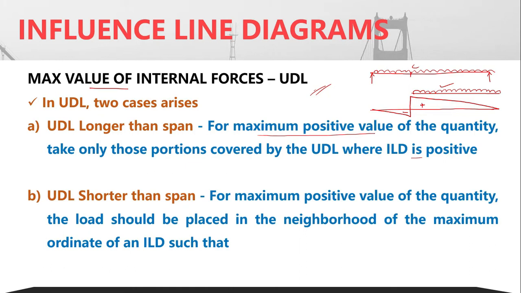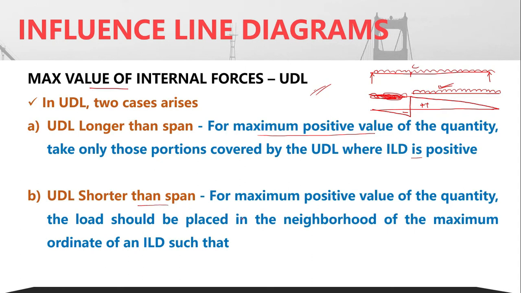Okay, so as such, we don't place it full, because when you place it full, what happens is that this plus, and then when you take this also, this will become reduced. So in order to avoid that, I take only the corresponding positive value. So when the UDL is there throughout, we take only the corresponding positive value for determining the maximum value. Now sometimes we have UDL shorter than span.